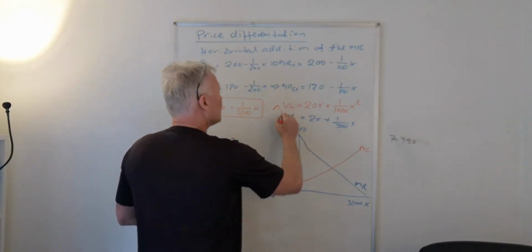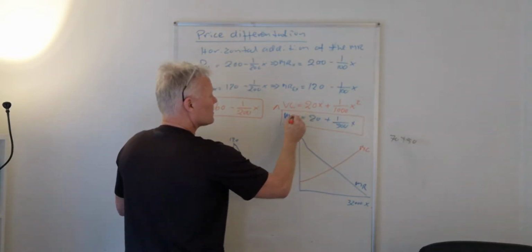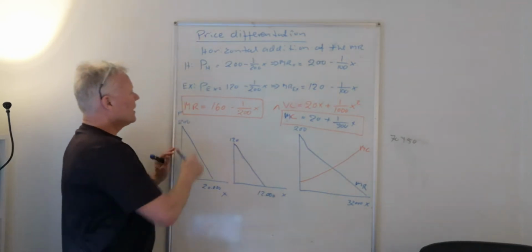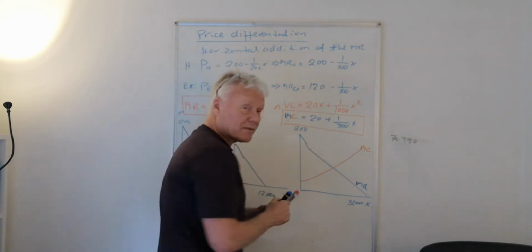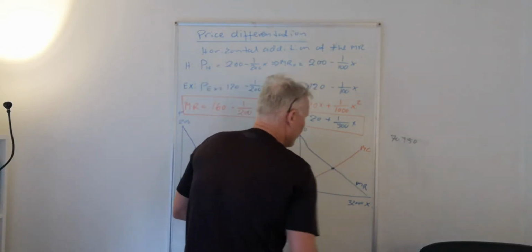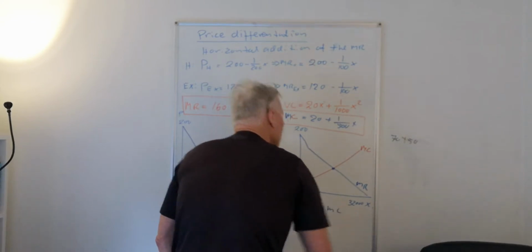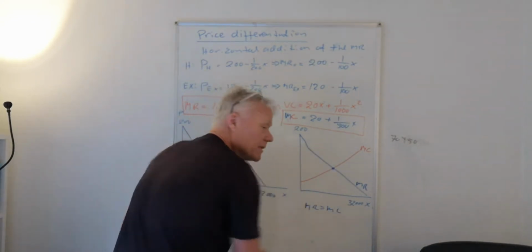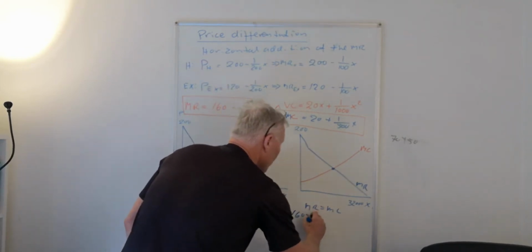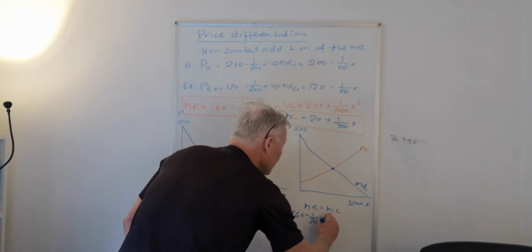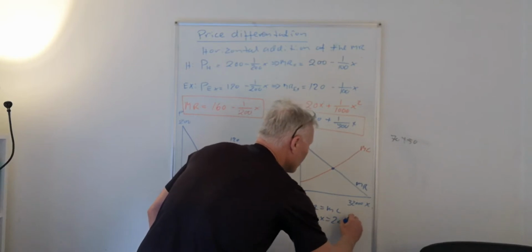So what I need is the marginal revenue and the marginal cost. Marginal revenue has to be equal to marginal cost to find this intersection, and that's very important. So you say marginal revenue has to be equal to marginal cost. So you say 160 minus 1 over 200x has to be equal to 20 plus 1 over 500x. You can use your calculator tools to solve this one.